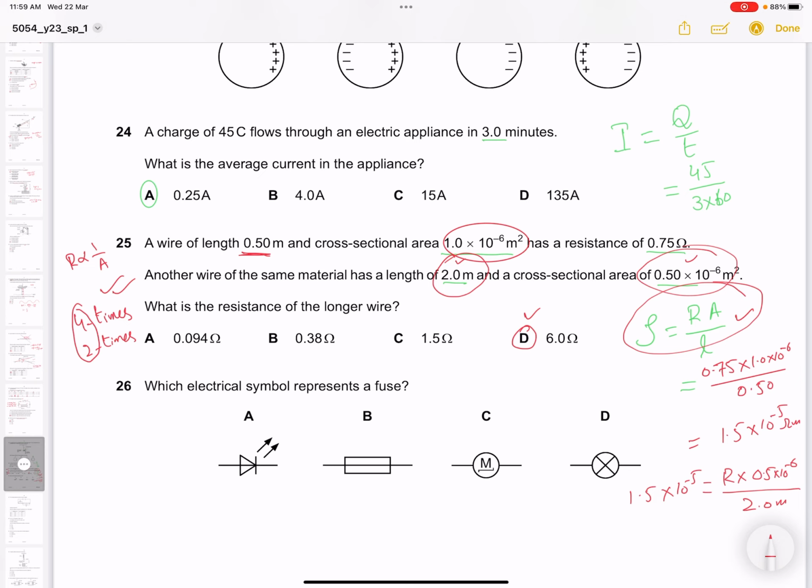Question 26. Which electrical symbol represents a fuse? We should know that a fuse is something that controls the current, and there is a wire inside, so option B is the correct one. Next question.